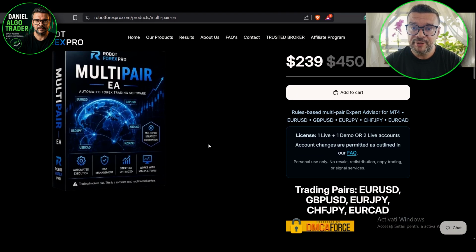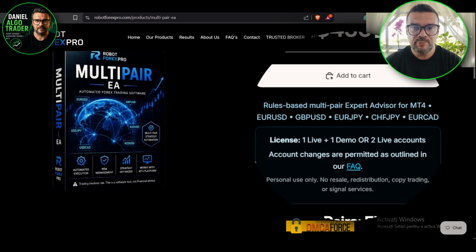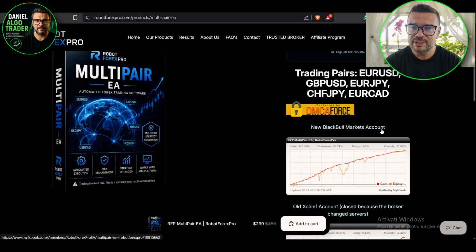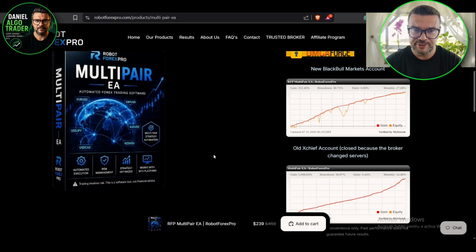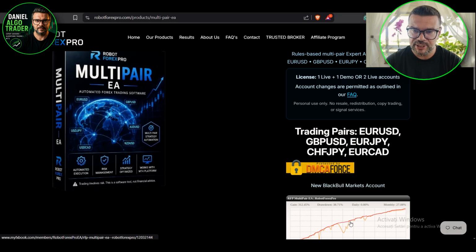So the Multipair is a rule-based multipair expert advisor for MT4. The Multipair trades on the euro-dollar, pound-dollar, euro-Japanese yen, Swiss franc Japanese yen, and euro-Canadian dollar. And here you can see some results on the vendor's website. Like I said, also on the Japan strike EA. The main reason why I purchased this EA wasn't the results that are on the website, because they don't have the live updates. Does this mean that the results are fake? No, it doesn't mean that. But it means also that they can be fake.